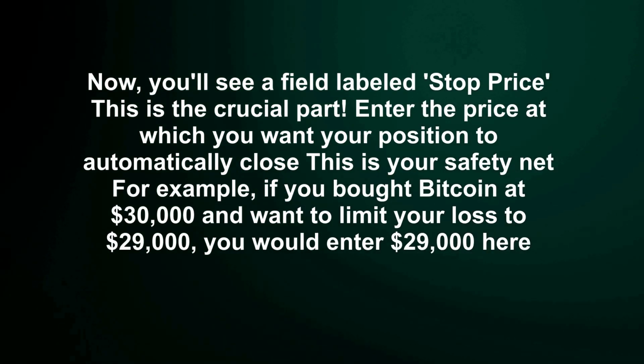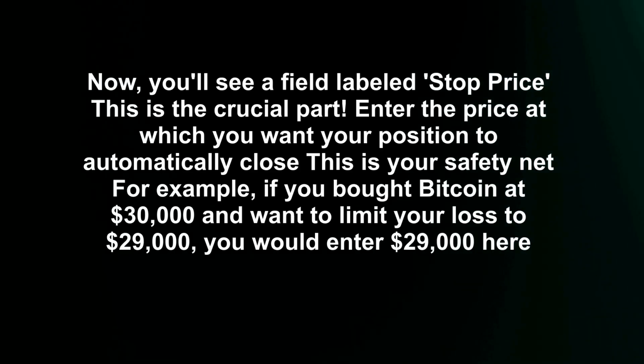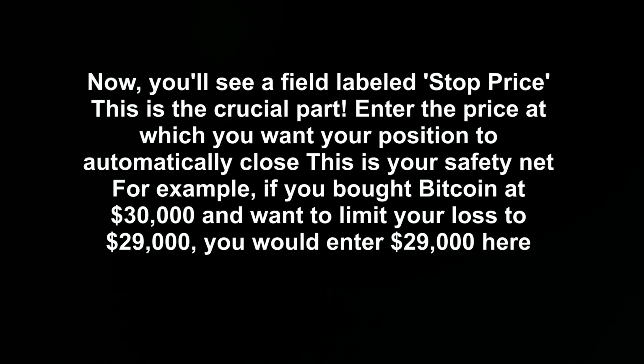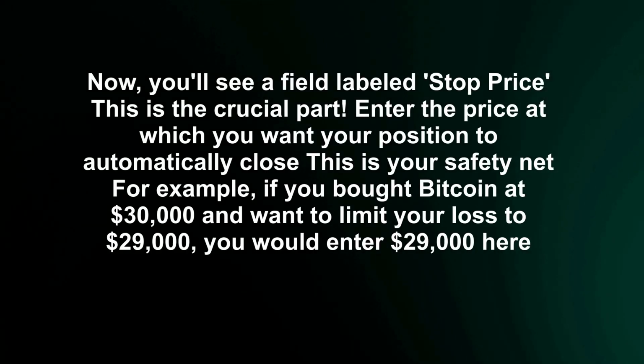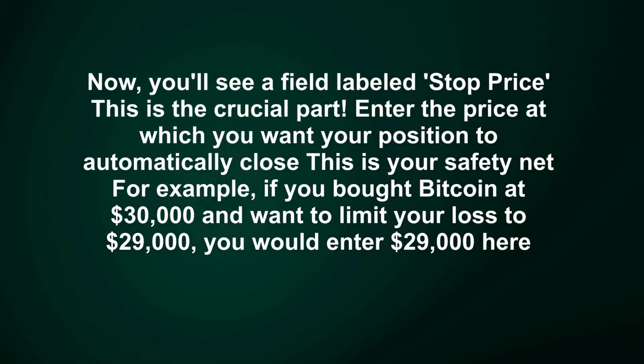Now, you'll see a field labeled stop price. This is the crucial part. Enter the price at which you want your position to automatically close. This is your safety net. For example, if you bought Bitcoin at $30,000 and want to limit your loss to $29,000, you would enter $29,000 here.